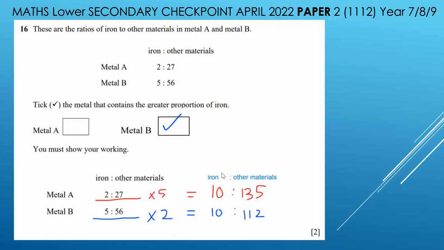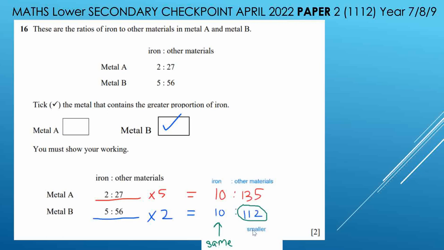Now, iron has the same ratio. The greater proportion of iron will be the smaller number of ratio for other materials. So, this is smaller, this is the same. Then, we know that iron has a greater proportion in this metal B.